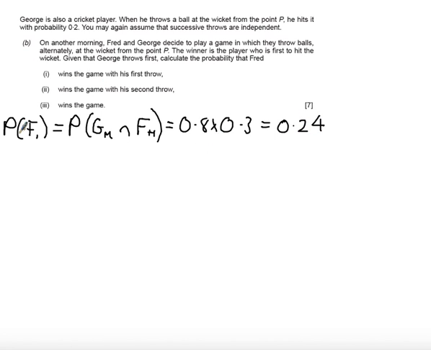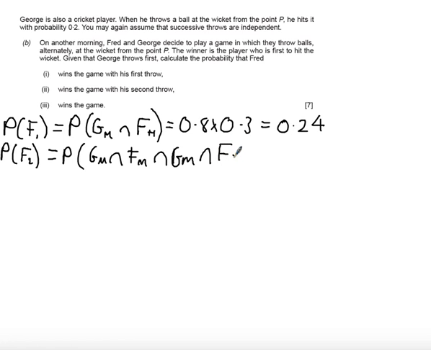Part 2 says find the probability that he wins with his second throw. So probability Fred wins with his second throw. Now what's going to have to happen here is we're going to have probability that George misses, and then Fred misses, and then George misses again, but this time Fred hits.